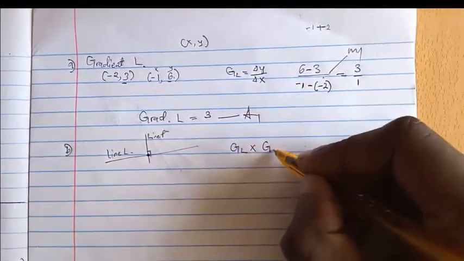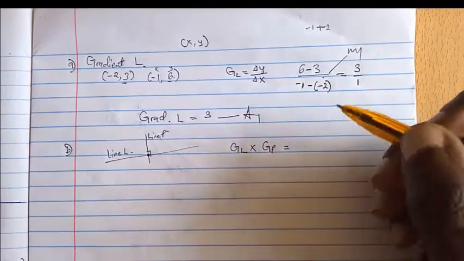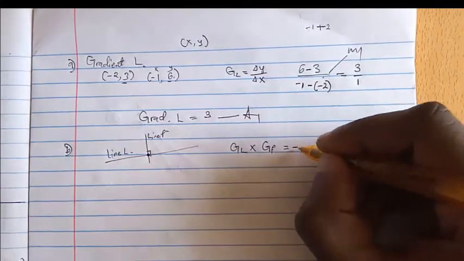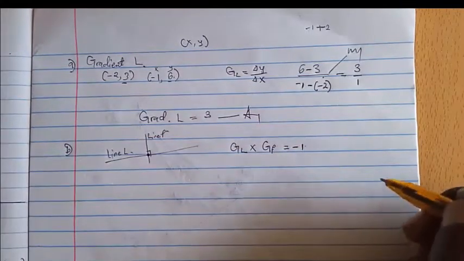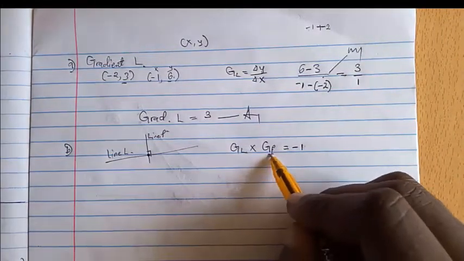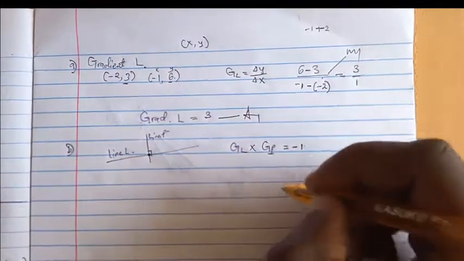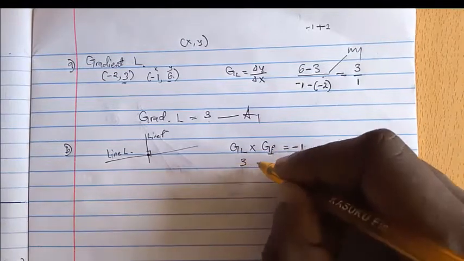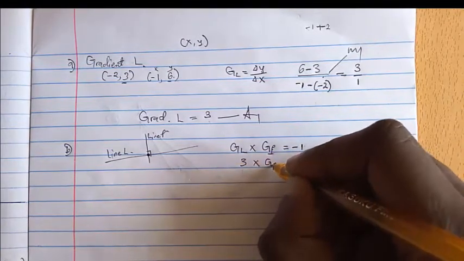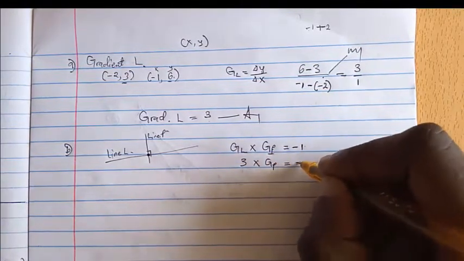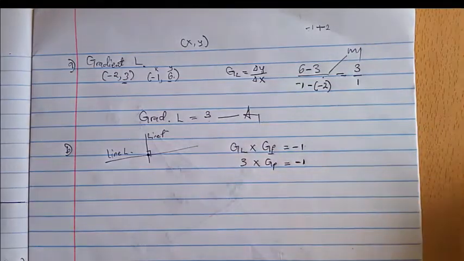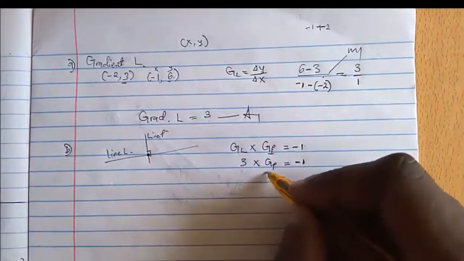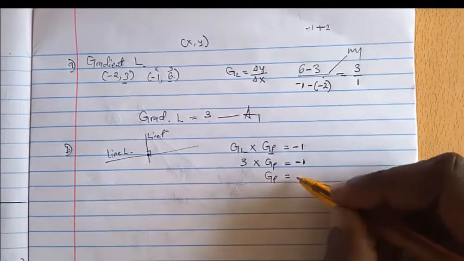So let us get the gradient of line P, because we have the gradient of line L. Gradient of line L is 3. Gradient of line P is what we are looking for, and that should be equivalent to negative 1. Therefore, the gradient of line P should be equivalent to negative 1 all over 3. So we've already calculated the gradient of line P.